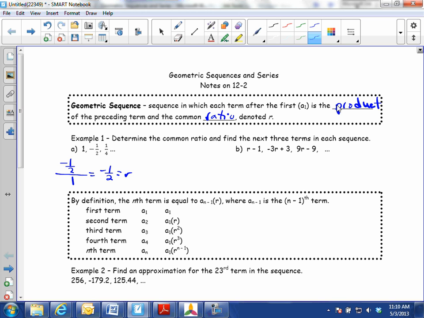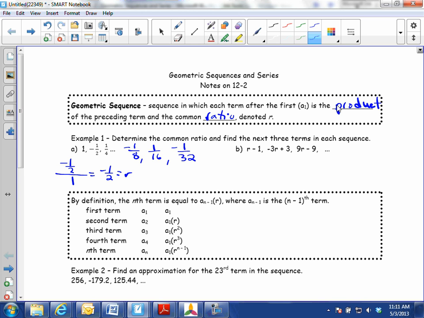Okay, how do we find the next term? Multiply by negative 1/2. 1/4 times negative 1/2. Oh, you can do those in your head. Don't use the calculator. Negative 1/8. Okay, how do we find the next one? Times negative 1/2, which would be 1/16. What's our next one? Negative 1/32. Just to check, all you have to do is take 1 times negative 1 and then 8 times 2.